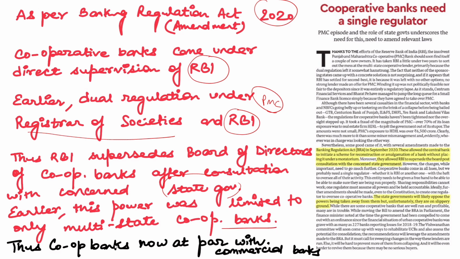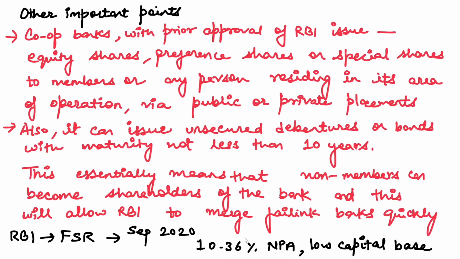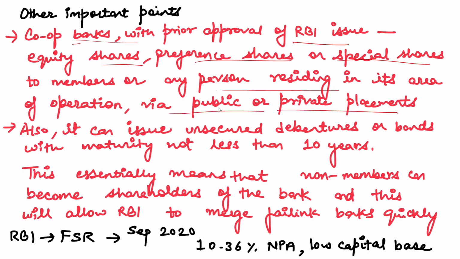Thus, the cooperative banks are now at par with the commercial banks. Let us look at the other important points related to the cooperative banks. Cooperative banks, with prior approval of the RBI, can issue equity shares, preference shares, or special shares to members or any person residing in its area of operation via public or private placements. Also, it can issue unsecured debentures or bonds with maturity not less than 10 years.